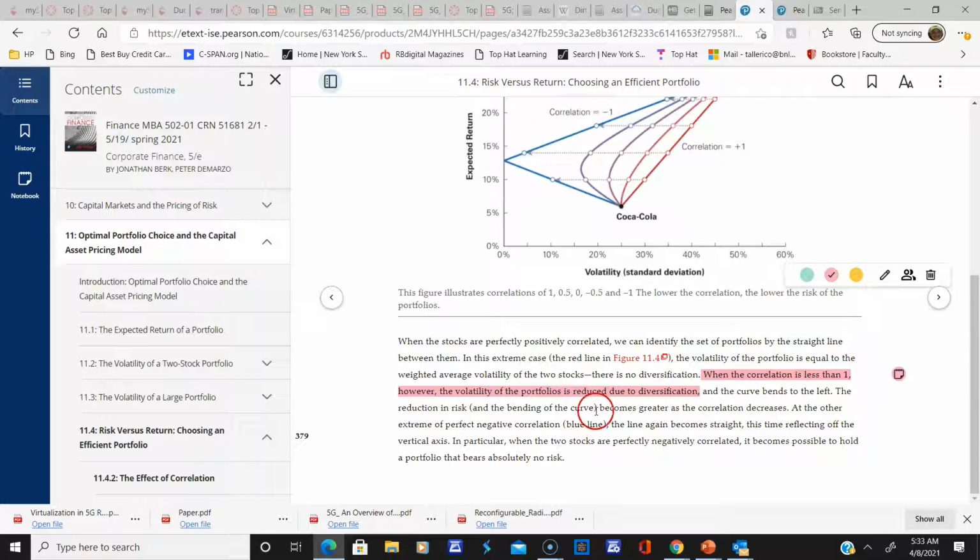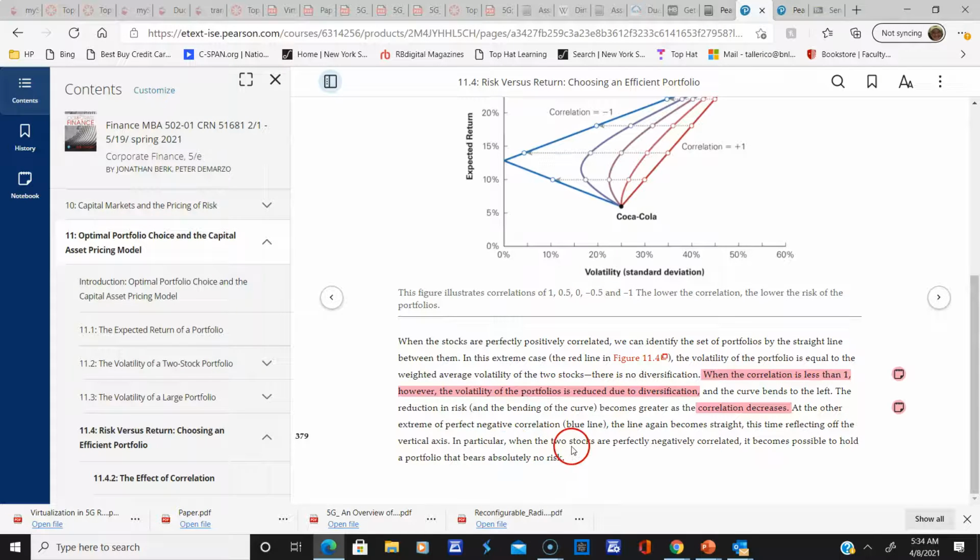The reduction in risk and the curve bending become greater as the correlation decreases. All right, so that's an important point here, as the correlation decreases. At the other extreme of perfect negative correlation, the blue line, the line again becomes straight, right? And here's the extreme, reflecting off the vertical axis.